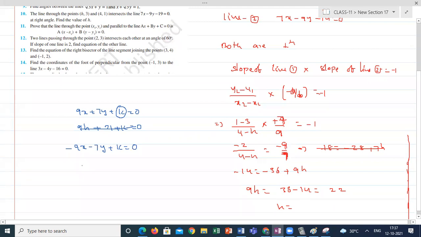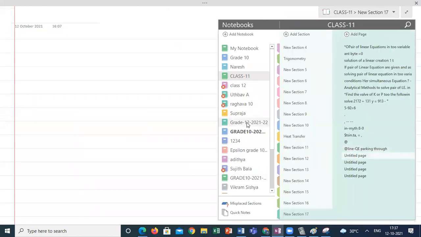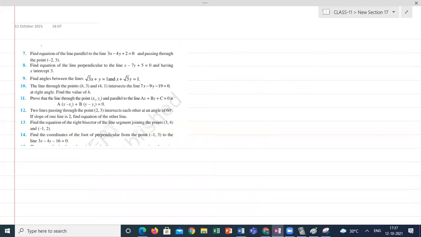First I'm calculating the k value. 4 comma 1 I'm substituting: minus 36 minus 7 plus k is equal to 0. From here, k is equal to how much? Minus 42. Plus 40. Sir, yes, sir. Then it will come, sir, 22 by 9. Yes, sir. I wrote 36 plus 7 as 42. Sorry. h is equal to 22 by 9. Yes, sir. Yeah, please solve the 11th one also. Students, please, 11th one.